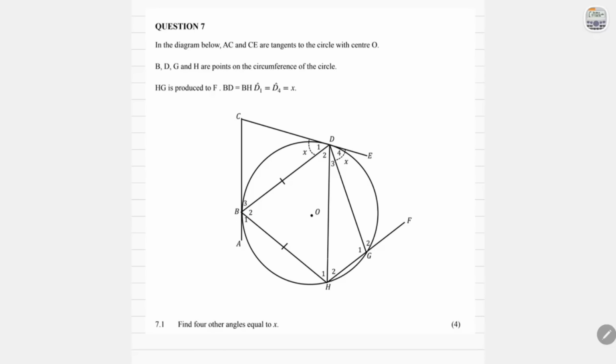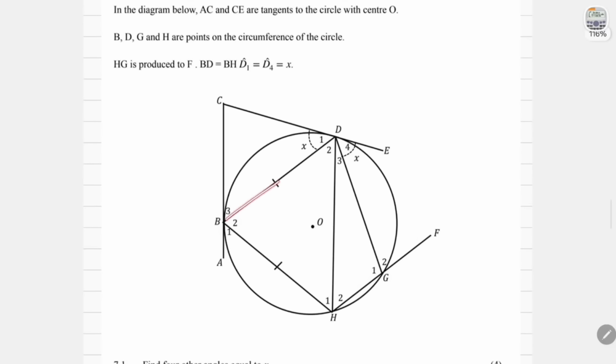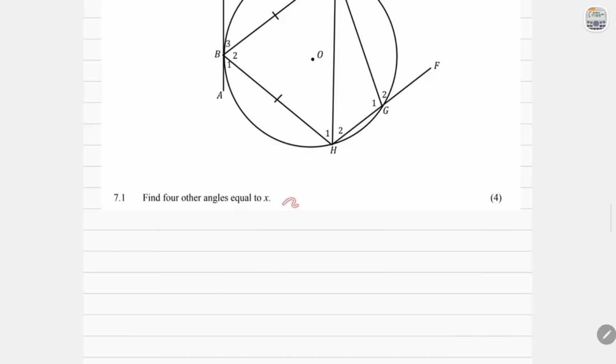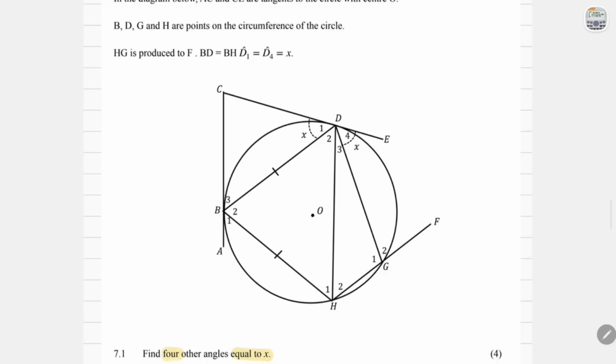Question 7 says, in the diagram below, AC and CE are tangents to the circle with center O. B, D, G, and H are points on the circumference of the circle. HG is produced to F, and then we have BD is equal to BH. Okay, so we have a nice isosceles triangle over here, and they tell us that angle D1 is X, and angle D4 is also X because they are equal. Okay, so the first question is to find 4 other angles equal to X. 4 other angles. Okay, let's see.